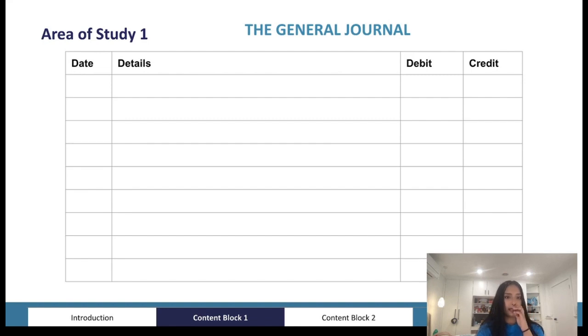The first column is titled date, which is where we write the day and the month that the transaction happened on. The second column is details, which is where we write the names of the ledger accounts that will be affected by the transaction. If an entry is a debit entry, we'll write the dollar amount in the debit column. And if an entry is a credit entry, we will write the dollar amount in the credit column.